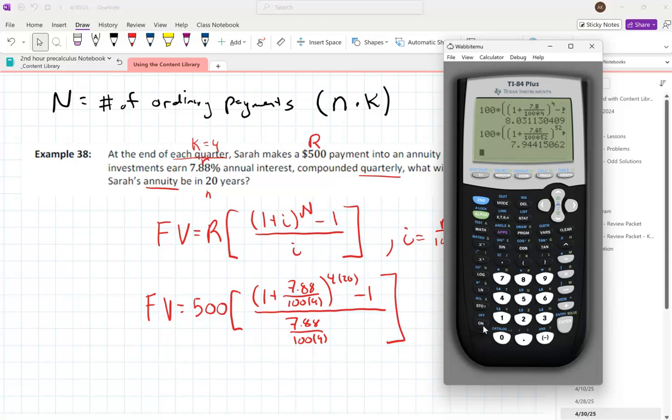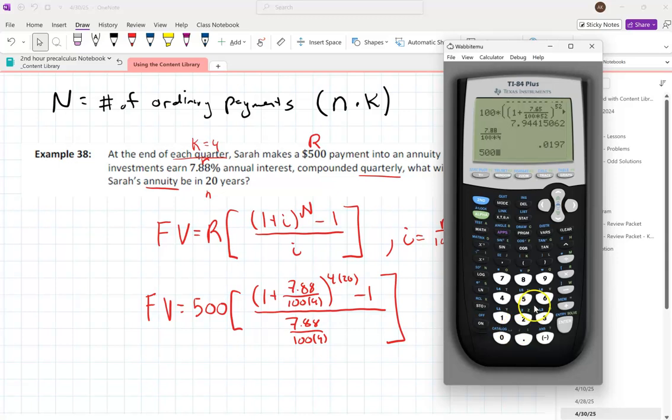Now, to get this into my calculator, it's pretty annoying to have these fractions on top of fractions inside of fractions. So what I'm going to do is 7.88 divided by 100 times 4 first, and then I'm going to use that number rather than typing the fraction in a bunch of times because it's going to just get pretty nasty in my calculator.